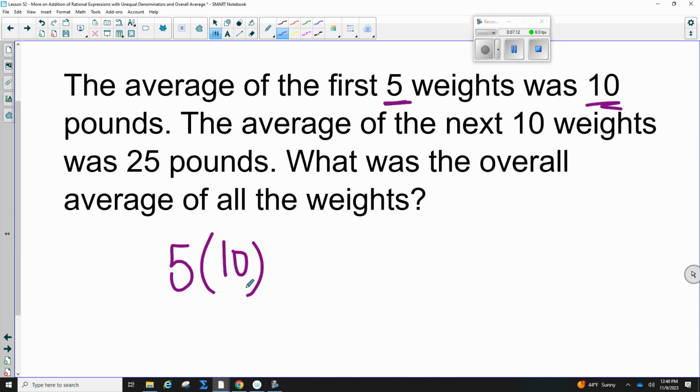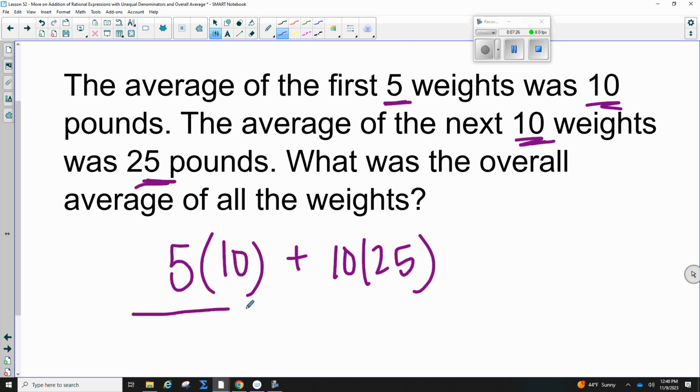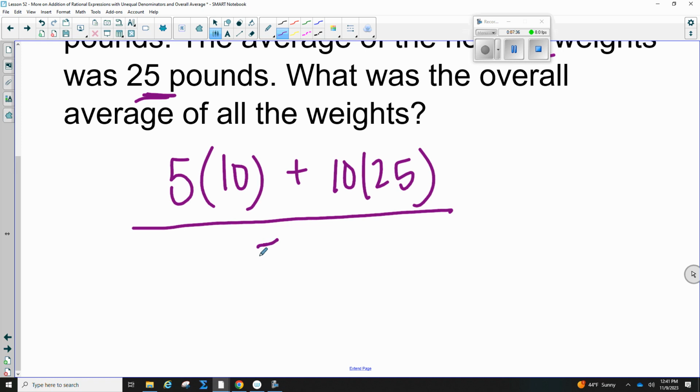The average of the next 10 weights was 25 pounds. I want to go ahead and multiply 10 times 25 because that tells me the total weight of those 10 weights, okay? And then you do all over. When you're doing average, right, you add everything up and you divide by the total number of numbers. That would be the total number of weights in this problem, so that would be 5 plus 10.